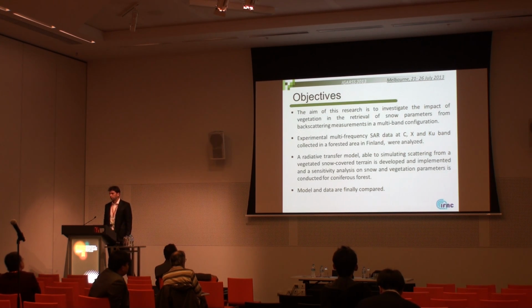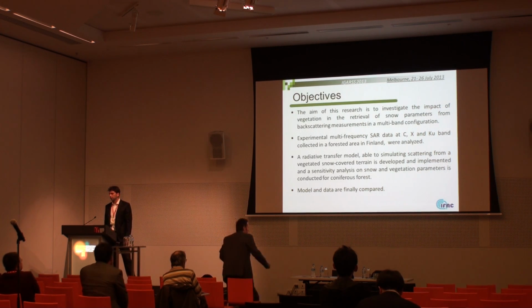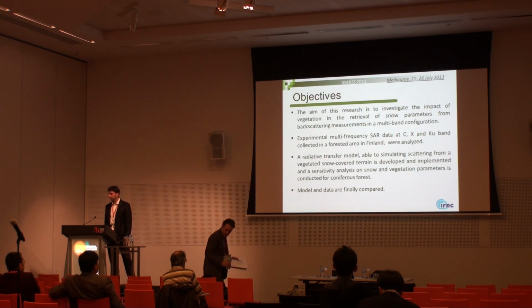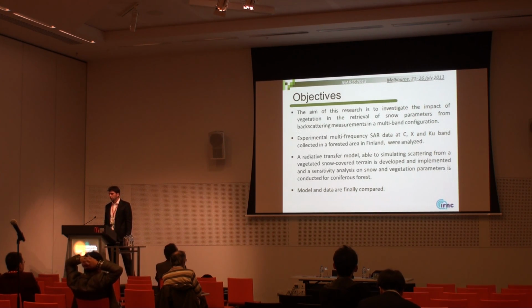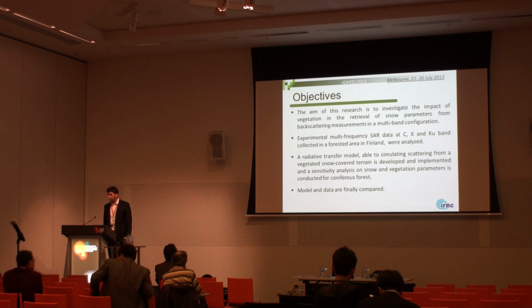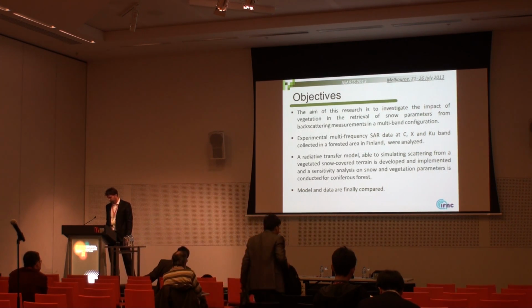The objective, the aim of this research, is to investigate the impact of the vegetation in the retrieval of the snow parameters in a multi-band configuration. So experimental multi-frequency data in C, X and Ku band have been collected in a test site in Finland, and the radiative transfer model able to simulate the scattering from vegetated snow-covered terrain is developed and implemented, and the sensitivity analysis has been done. And finally, the model is compared with the data.